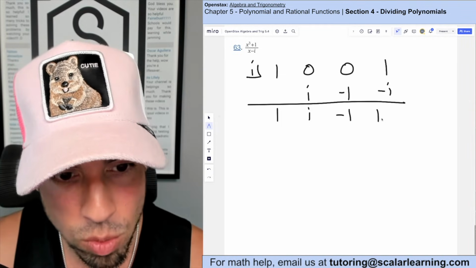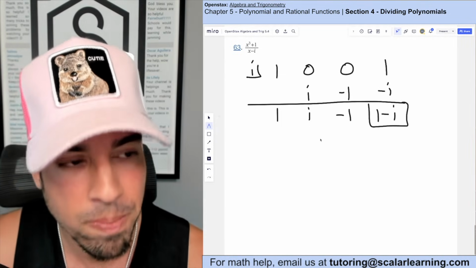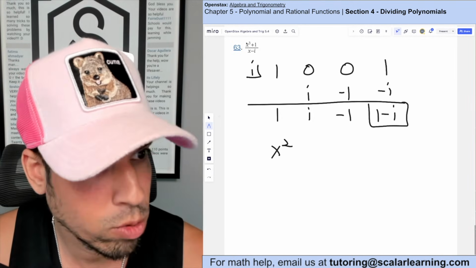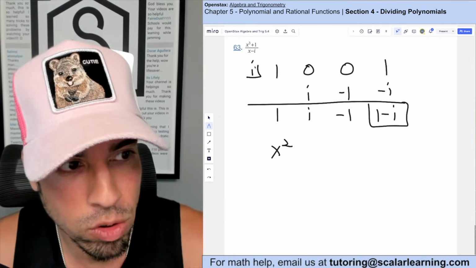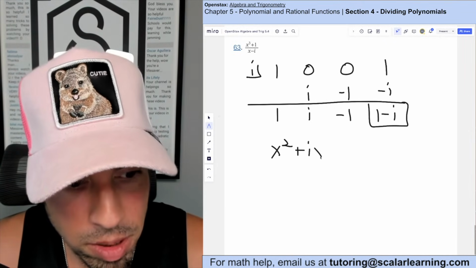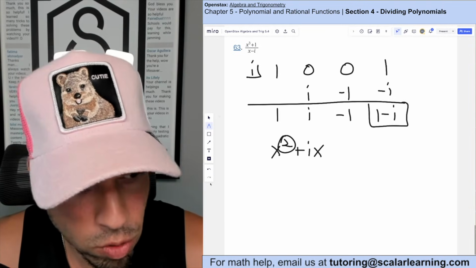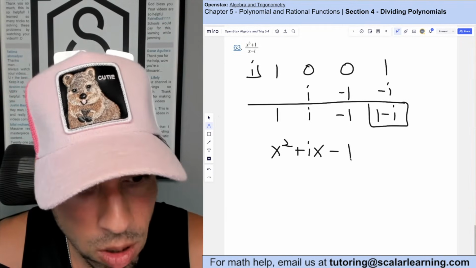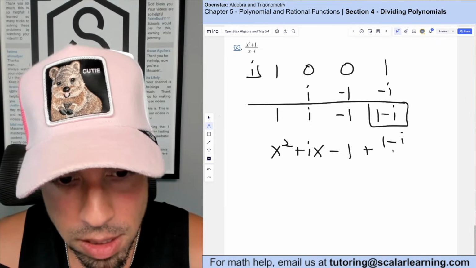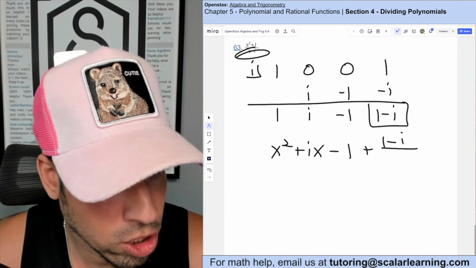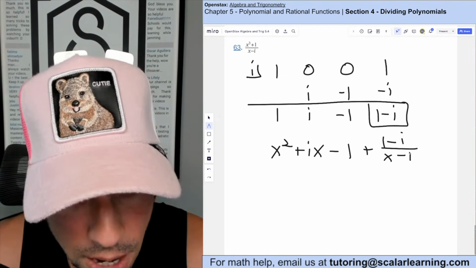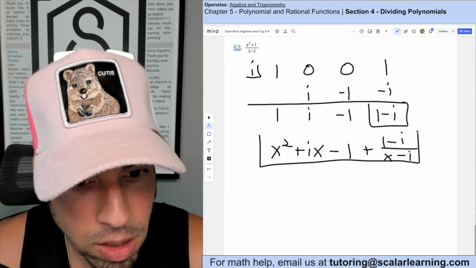1 plus -i is 1 minus i. So this is the remainder. Now we can write this out. We have 1x squared, starting one degree less than the original polynomial, and then plus i times x, one degree down from the first, and then minus 1, that's our constant. Then plus that remainder of 1 minus i over the original divisor, which is x minus 1, or sorry, not 1, x minus i. So there is your final answer.